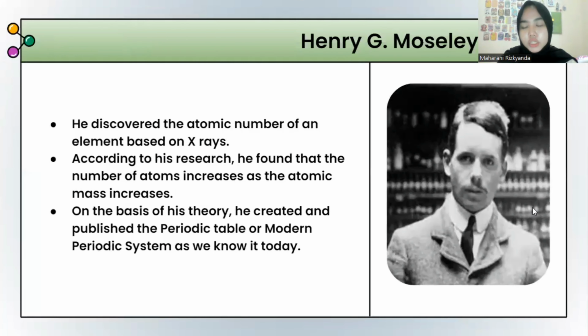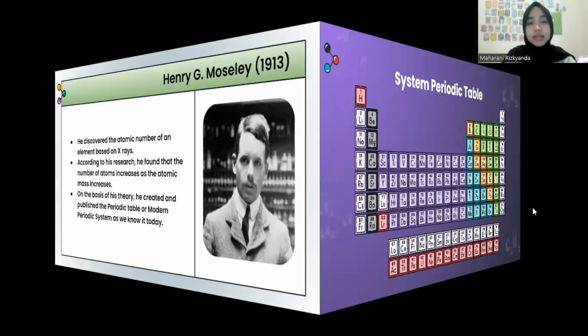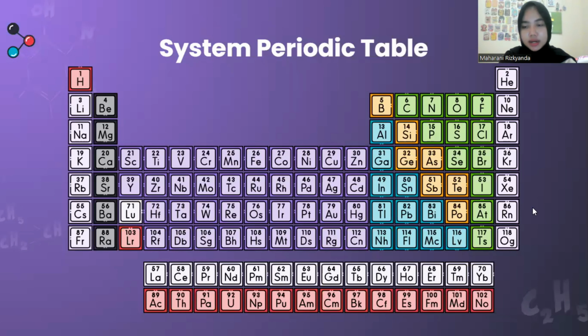Next one is Henry G. J. Moseley. In 1913, Moseley discovered the atomic number of an element based on X-rays. According to his research, he found that the atomic number increases as the atomic mass increases. On the basis of his theory, he created and published the periodic table, or modern periodic system, as we know it today. This is the periodic table system that we use now, and we use this table to study all of the matter on the Earth more easily.